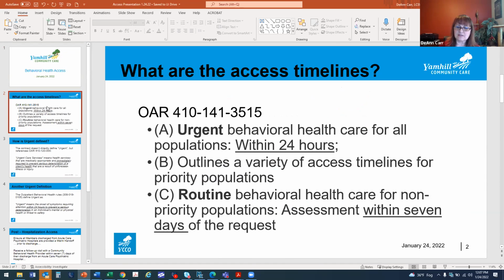So what are the access timelines? A lot of what drives access is the 410-141 rules. And you'll see a lot of reference to those. For those of you who have been in the system for a while, it's probably worth taking a moment to talk about some changes in the access rules over time, especially within the last year to 2 years. Historically, the behavioral health access guidelines really broke it down by emergent, urgent, and non-emergent or non-urgent, which was basically routine. And so those have been in place for probably decades.